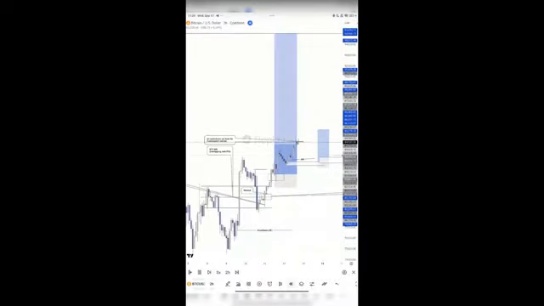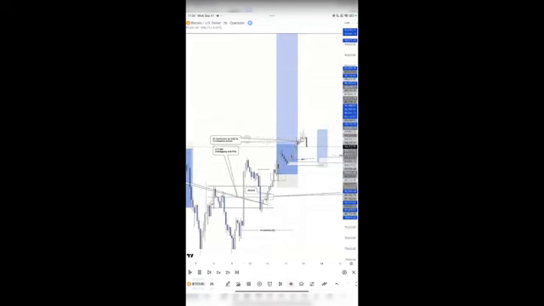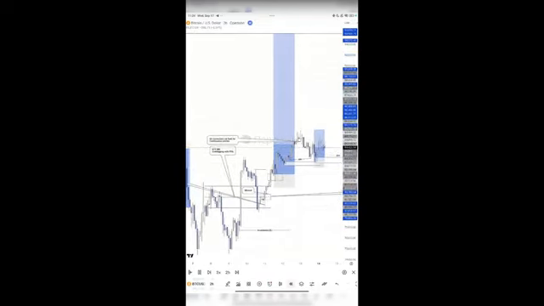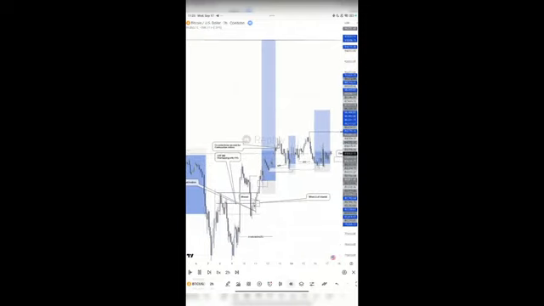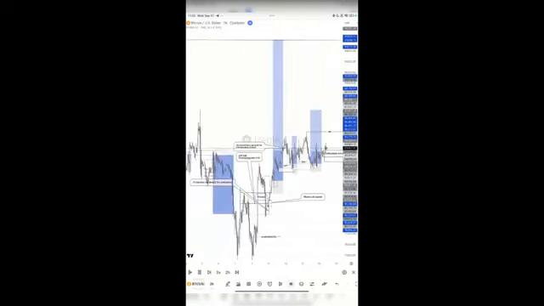So this is a scenario of a change of character, not continuation. These ones are just continuation entries. So yeah, that's another scenario. That's me trying to mark it on the chart, so you get it.